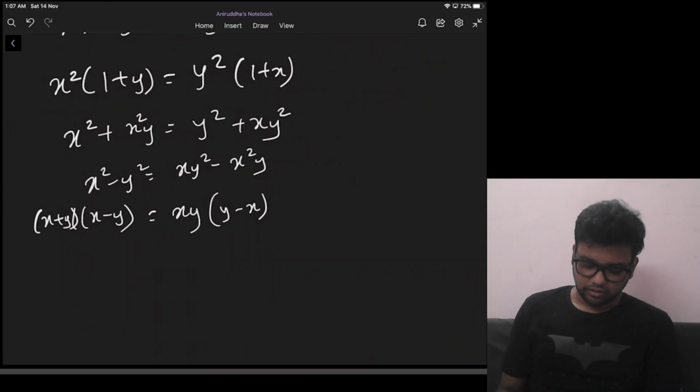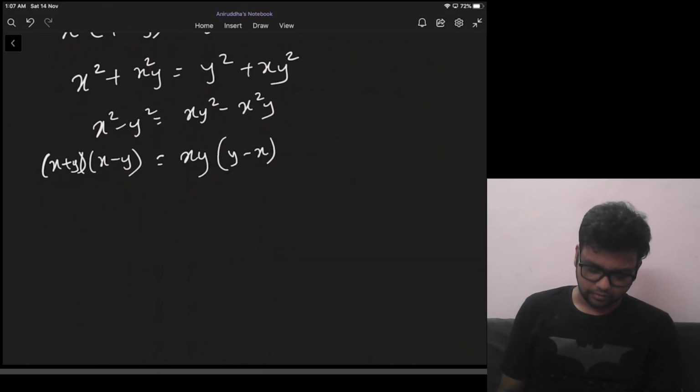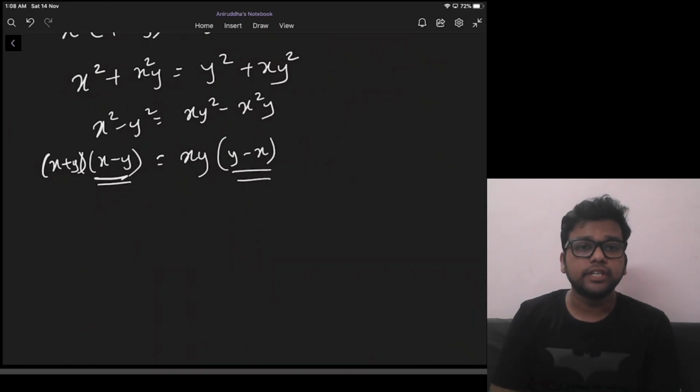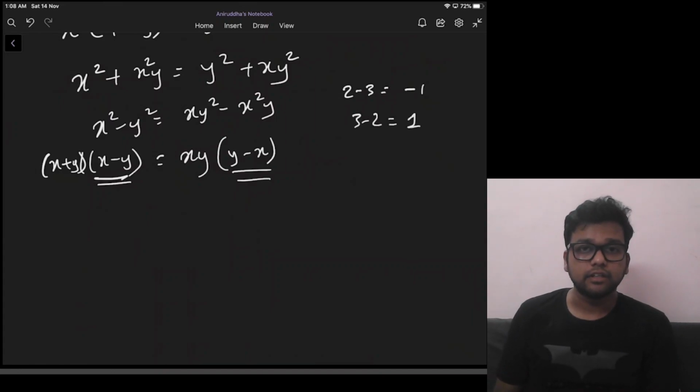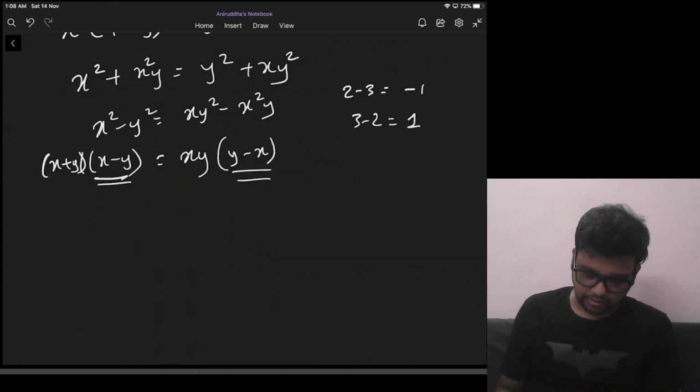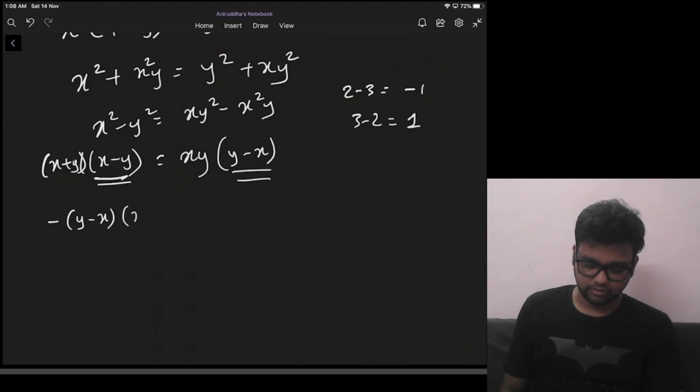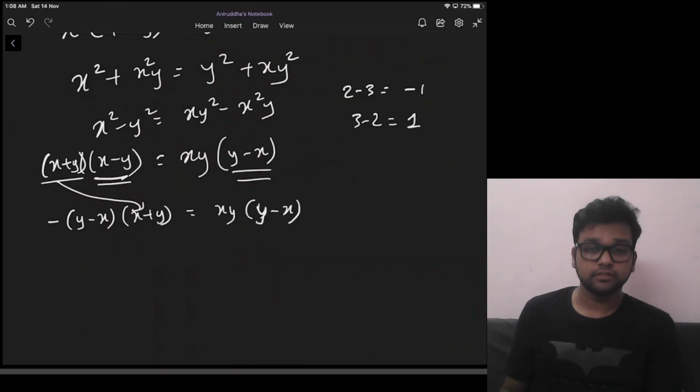Fine. Now understand this: x minus y and y minus x are just opposite, negative of each other. Because if you see, 2 minus 3 is minus 1 and 3 minus 2 is plus 1, right? So they are equal in magnitude but opposite in sign. That means we can write it as minus of (y minus x) into (x plus y) as it is, equal to xy into (y minus x).